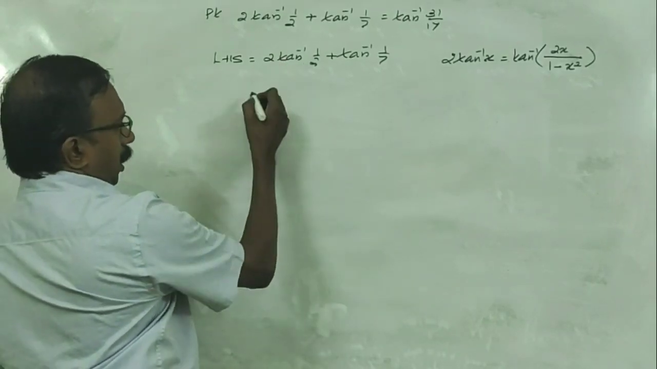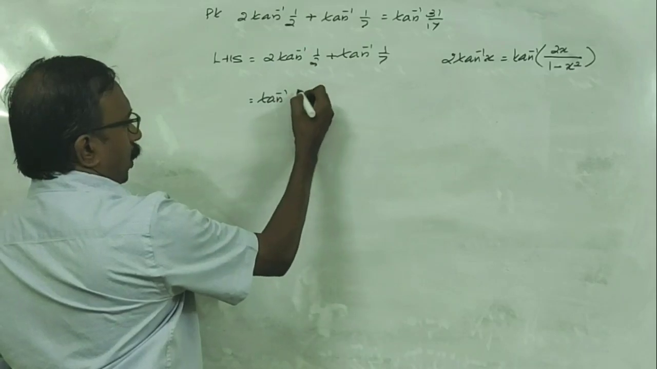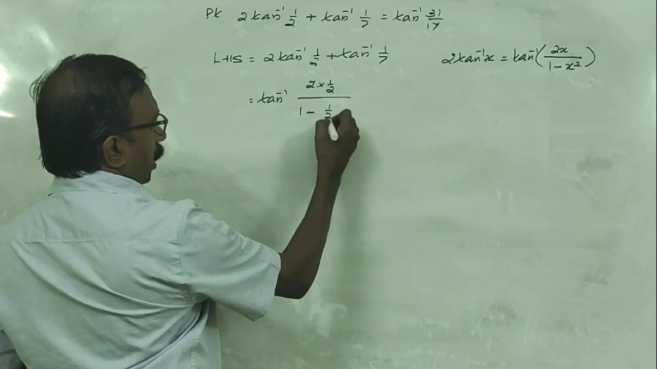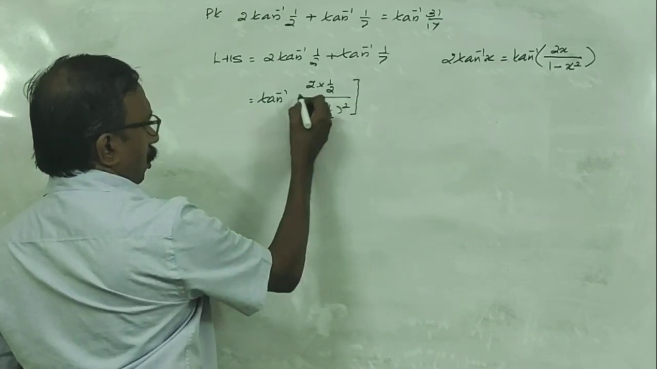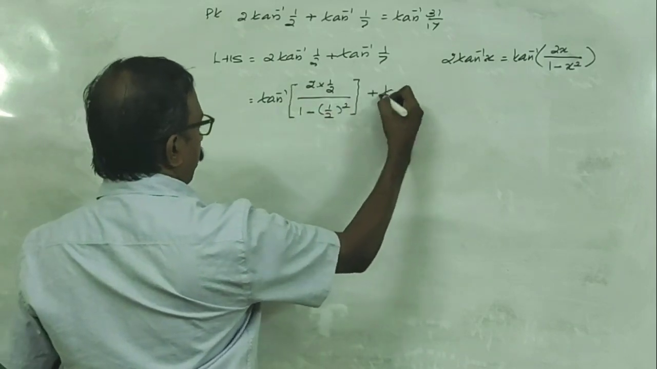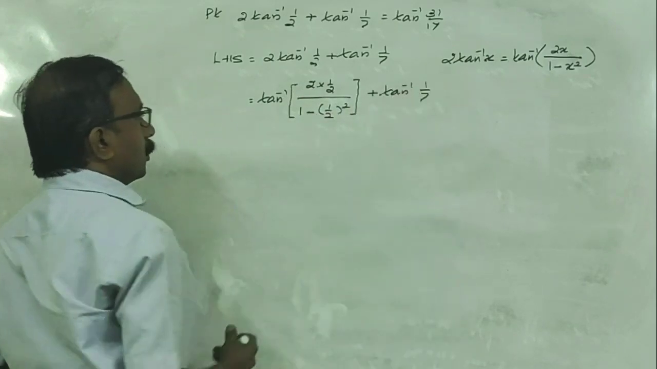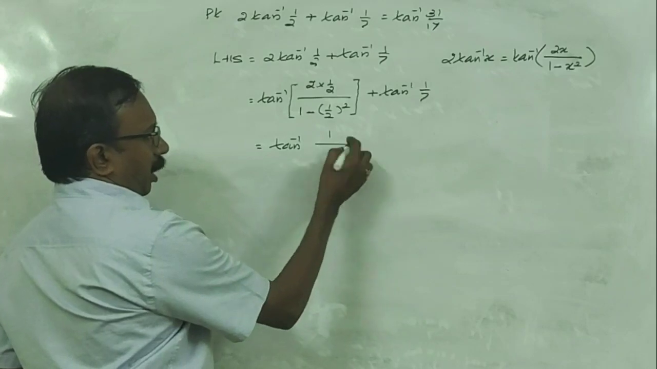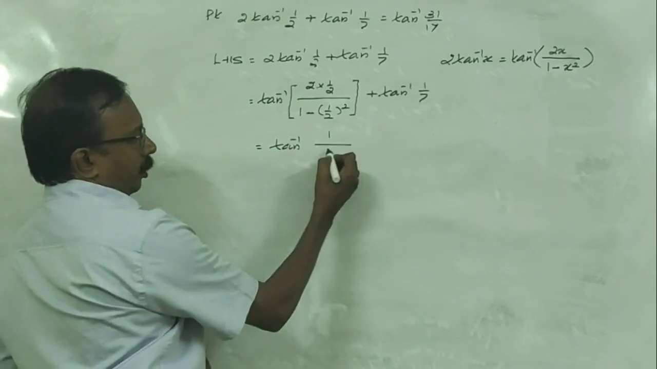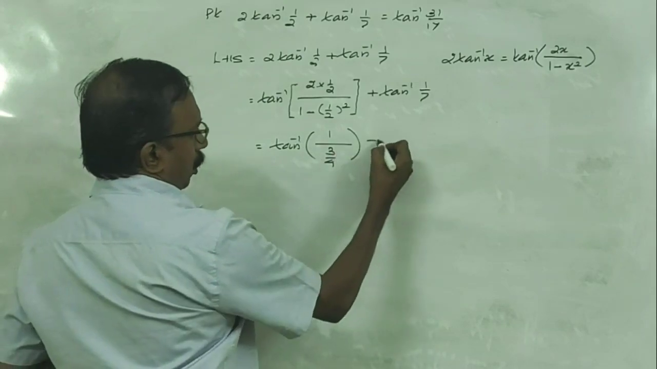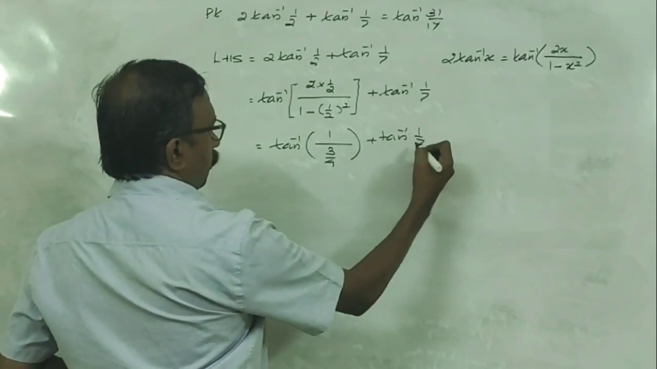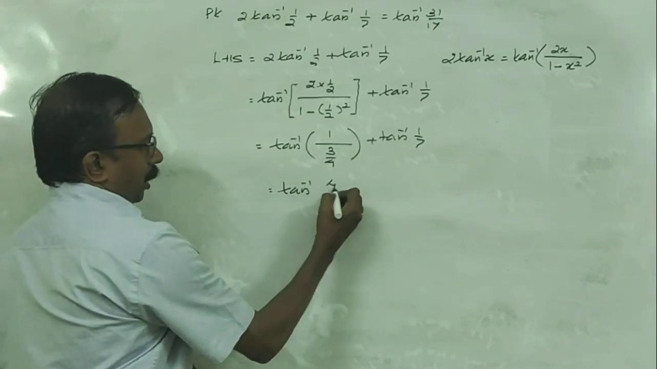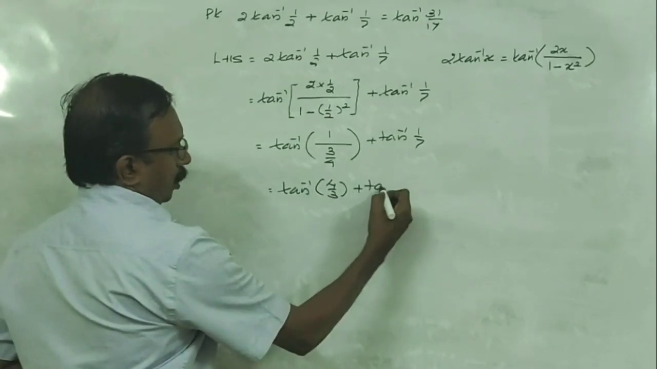So it can be written as tan inverse of 2 into 1 by 2 divided by 1 minus 1 by 2 the whole squared, plus tan inverse 1 by 7. That is tan inverse 1 divided by 1 minus 1 by 4, which is 3 by 4. Now 1 by 3 by 4 is 4 by 3, so tan inverse 4 by 3 plus tan inverse 1 by 7.